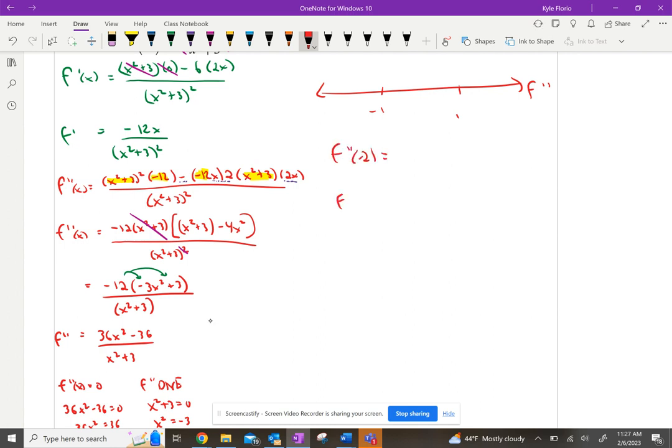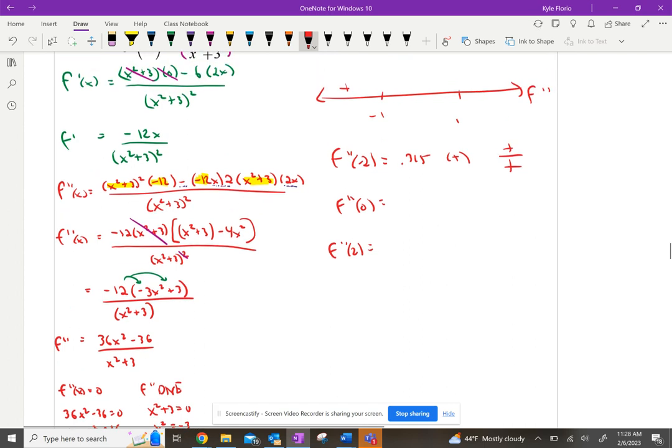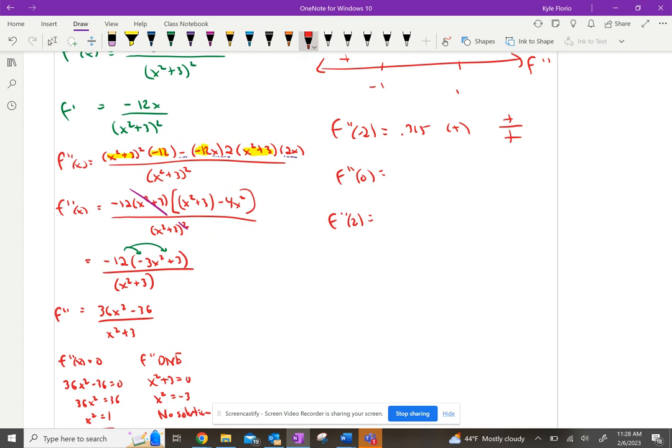So I'll look at negative 2, a number between negative 1 and 1 like 0, and a number after 1 like positive 2. Again, I just want to know if my second derivative is going to be positive or negative. So I plug in negative 2, I get about 0.315, which is a positive number. So it's going to be positive there. Again, you can plug numbers in here. The denominator is always going to be positive because it's something squared plus 3. And the numerator, I'm going to square negative 2, which becomes a positive 4. And then 4 times 36 is going to be bigger than 36, so that's going to be positive. So, boom, positive.